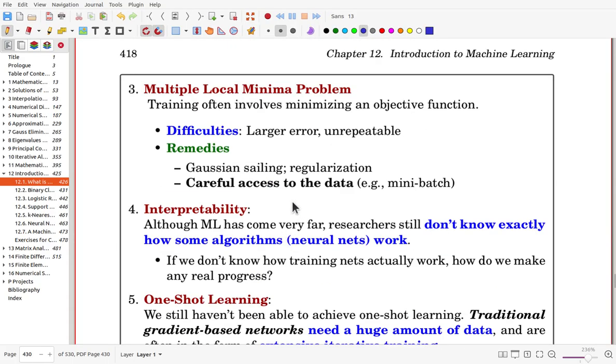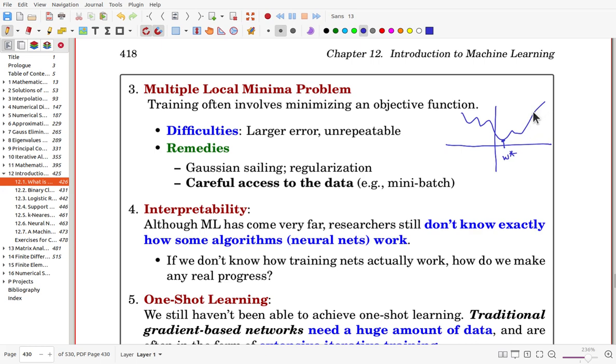Now, the third issue is the multiple local minimum problem. Training usually requires an objective function that is sometimes not smooth. For example, your objective function has some local minima like that. This is the global minimum, so that's what you have to find.